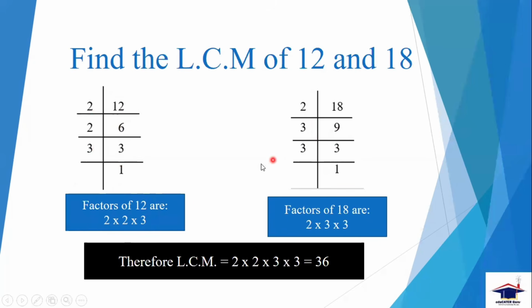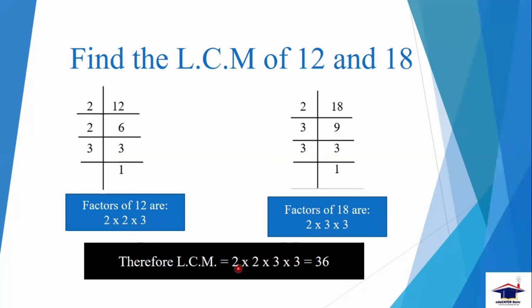So here, if you see the factors of 12, we have repeated 2 twice, so we take 2 into 2. And in the factors of 18, 3 has come twice, so 3 squared, which is nothing but 3 into 3.